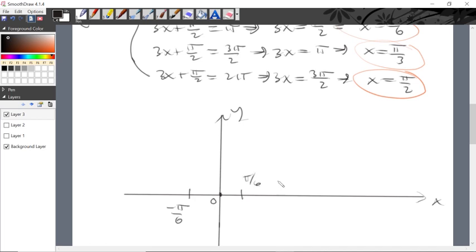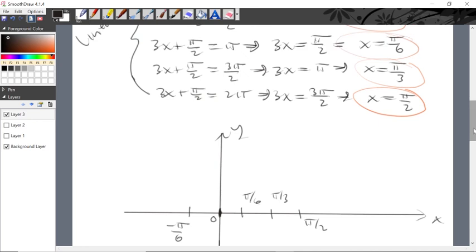Okay, there we go. And then we have pi over 3. And finally we are at pi over 2. There's not a point right there, right? That's just where the x value is. Well, I haven't established whether there's a point there. I'll plot this in green.